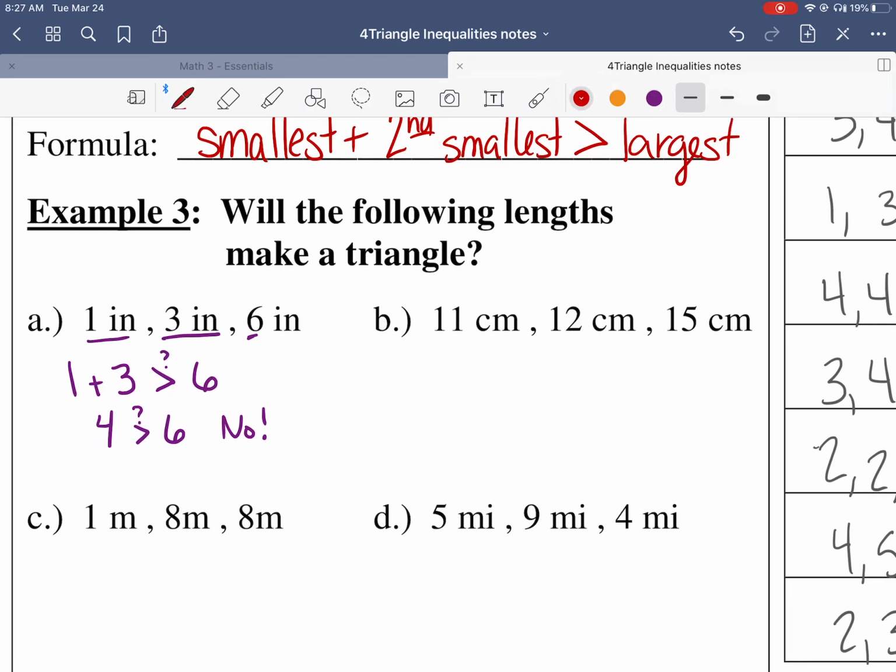Same idea here. Smallest and smallest. We're going to add those two together. We want to find out, are they greater than the largest side? 11 plus 12 is 23. Is 23 greater than 15? Yes, it is. So if I had these three pieces, they would make a triangle.